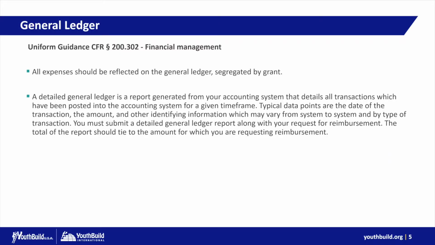Next, we have the general ledger. All expenses should be reflected on the general ledger and it should be separated by grant. So we would like to see what you're charging to AmeriCorps and what you're charging to other grants.